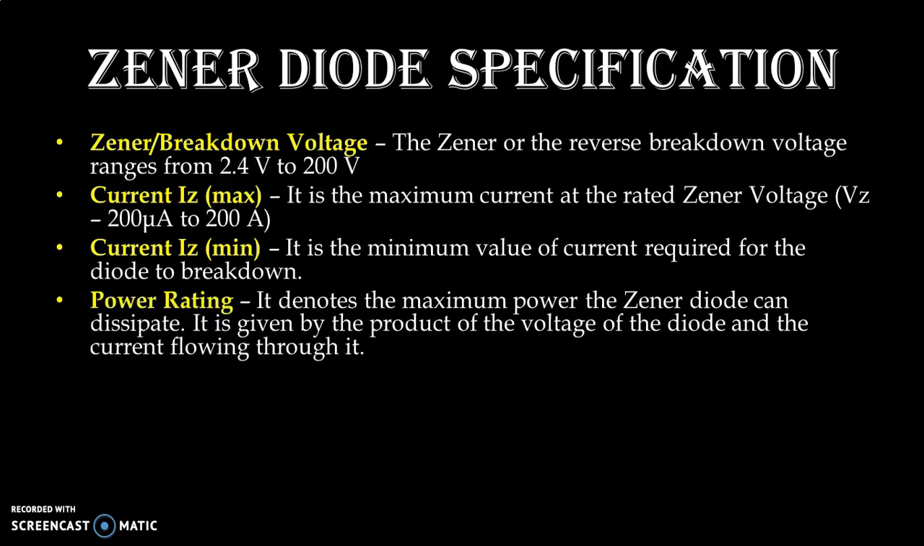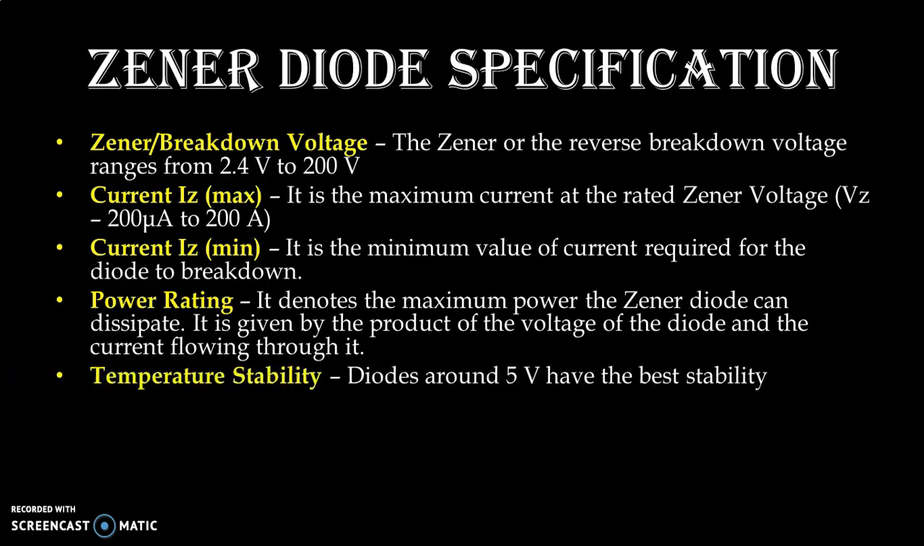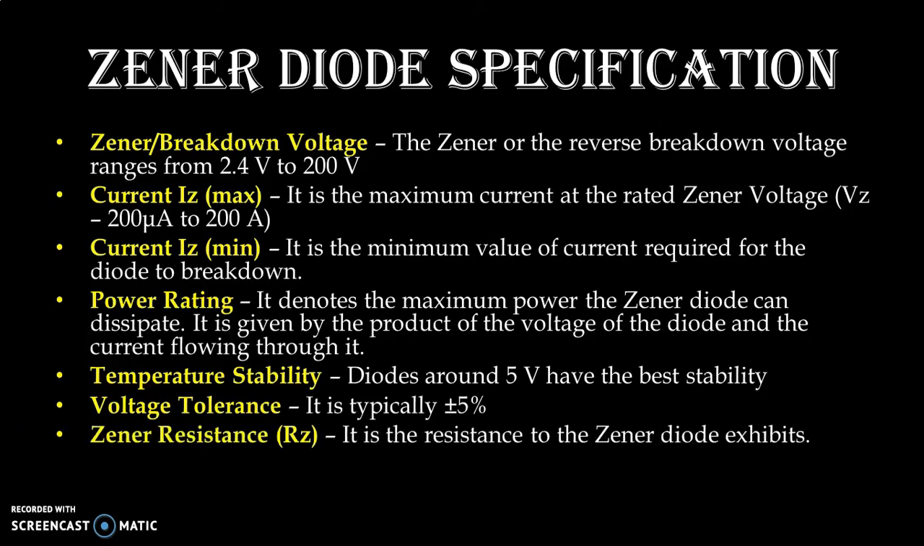Power rating. It denotes the maximum power the Zener diode can dissipate. It is given by the product of the voltage of the diode and the current flowing through it. Temperature stability. Diodes around 5 volt have the best stability. Voltage tolerance. It is typically plus minus 5%. Zener resistance. It is the resistance the Zener diode exhibits.